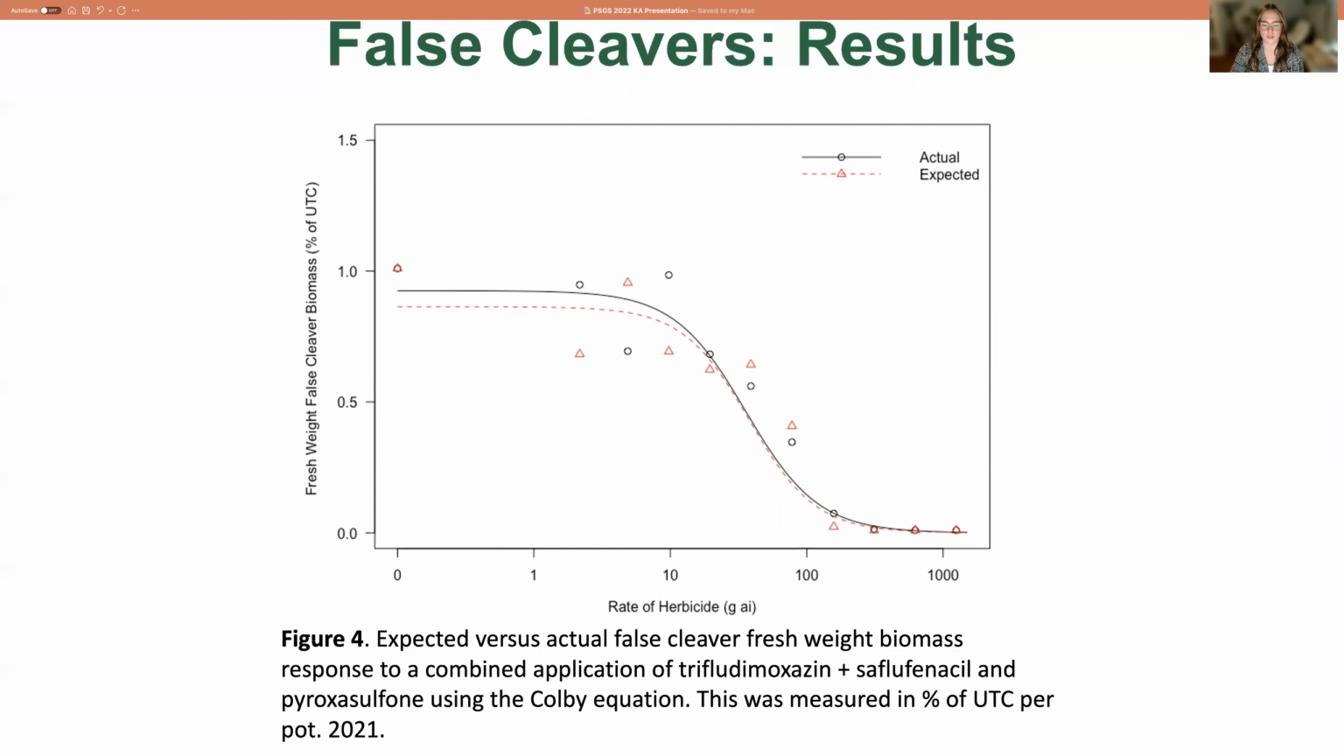Looking at the graph, the actual plant response and expected plant response points are very close together, particularly at the higher rates. Therefore, the level of weed control obtained from the combination of Trifludimoxazin, Saflufenacil, and Pyroxasulfone was equal to the predicted level of control for the combination of herbicides based on each group's individual efficacy.